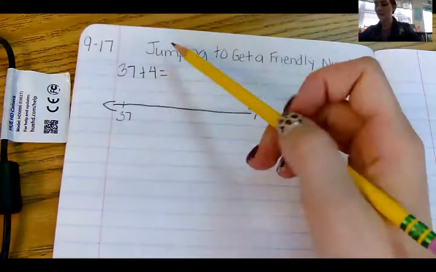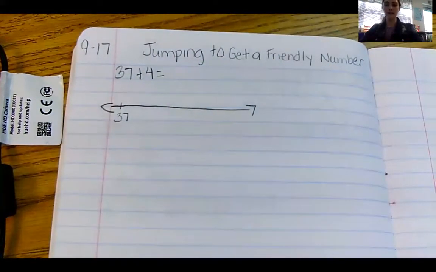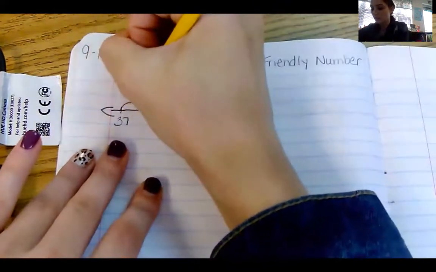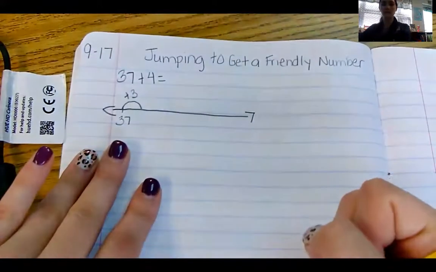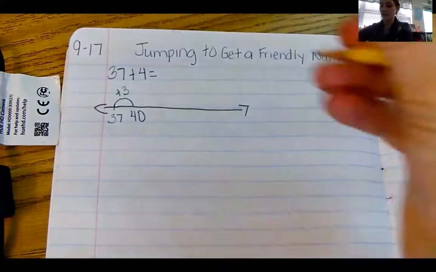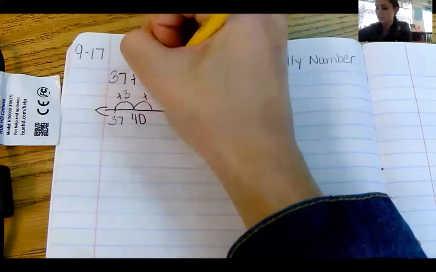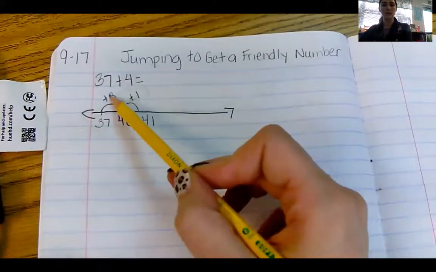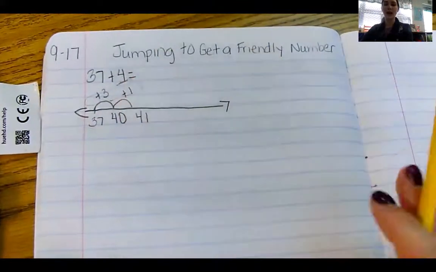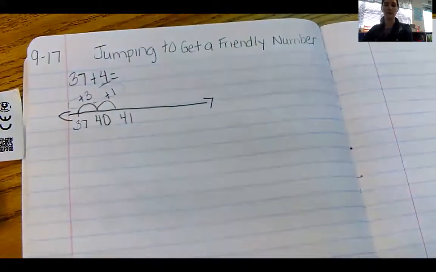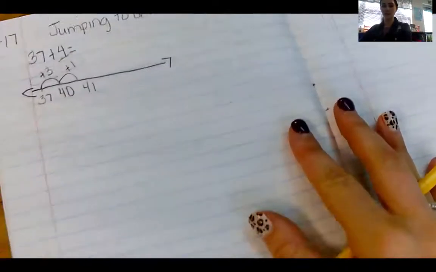Okay, and I want to add a total of 4, but adding 37 plus 4 isn't as easy as getting to a multiple of 10. So if I add 3 to 37, that would get me to 40. Now I can easily just add 1 more to get to 41. And then remember, these numbers up here always have to equal the number that you're adding. So I have 37 plus 3 plus 1 is 41.